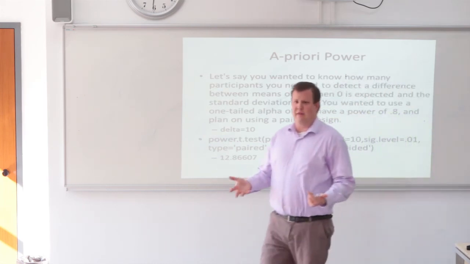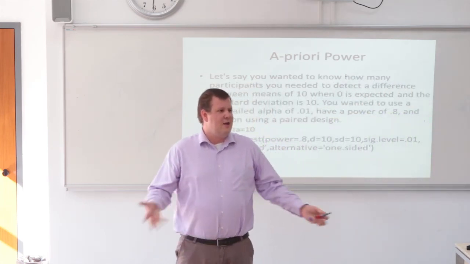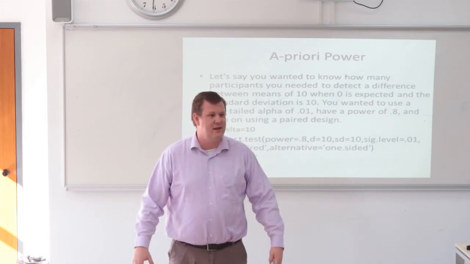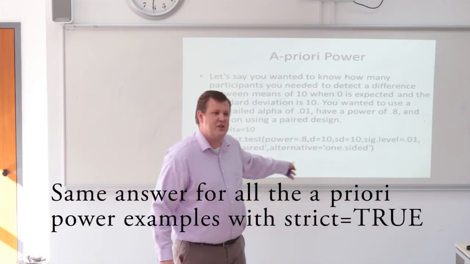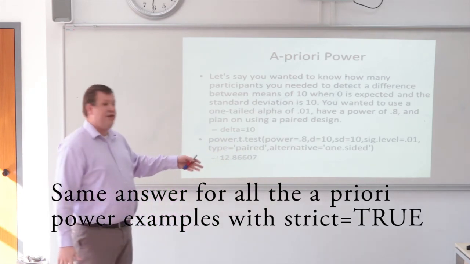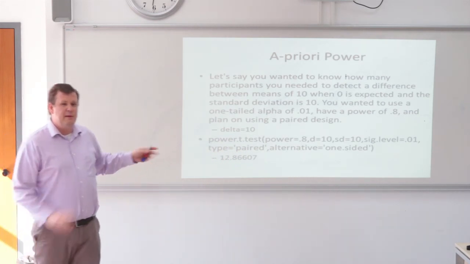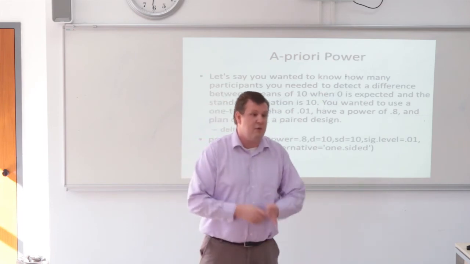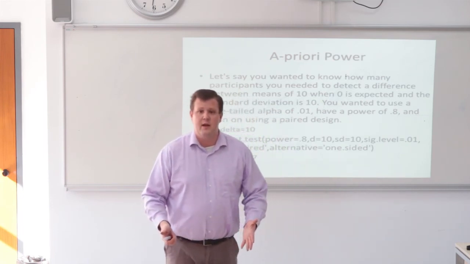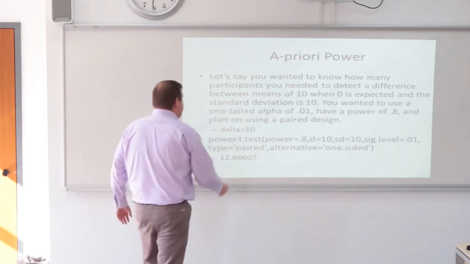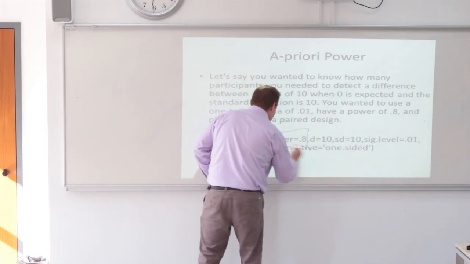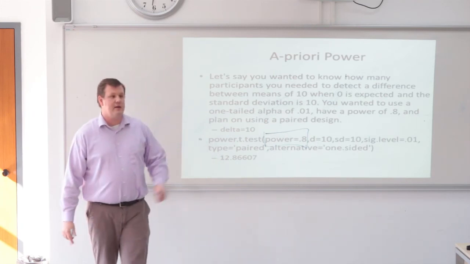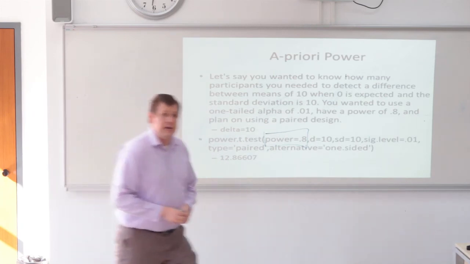Does anyone have a problem with that? You cannot. You can't have 0.866 of an observation, right? You can have 12 observations, or you can have 13 observations. So before we talked about whether we should use the smaller or the larger, and we want to be conservative, right? So if we want to make sure that we have a power of 0.8, should we use 12 or should we use 13? We should use 13.